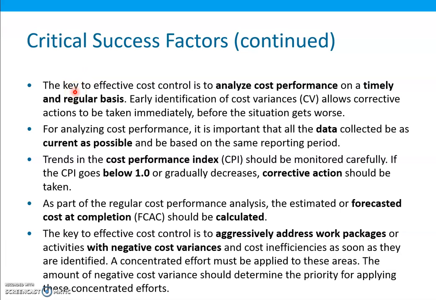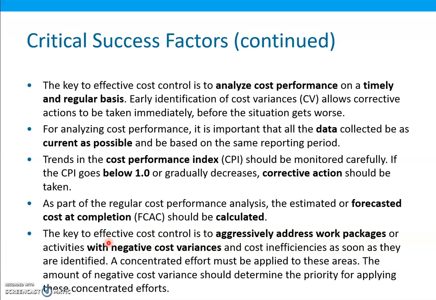The key to effective cost control is to analyze cost performance on a timely and regular basis. Early identification of cost variances allows corrective actions to be taken immediately before the situation gets worse. For analyzing cost performance, it is important that all the data collected be as current as possible and be based on the same reporting period. Trends in the cost performance index should be monitored carefully. If CPI goes below 1 or gradually decreases, corrective action should be taken. As part of the regular cost performance analysis, the estimated or forecasted cost at completion should be calculated.